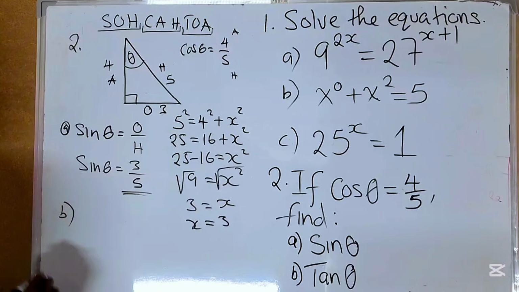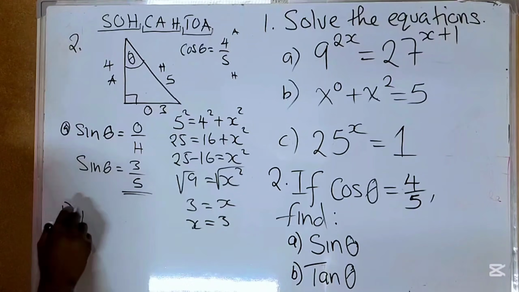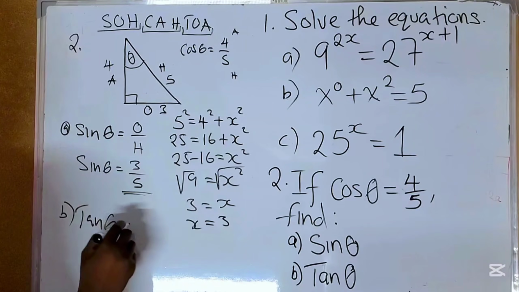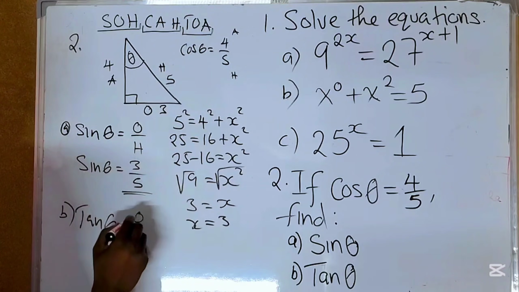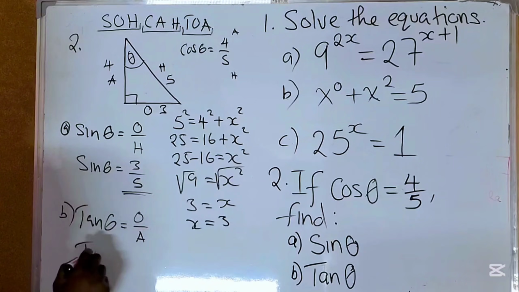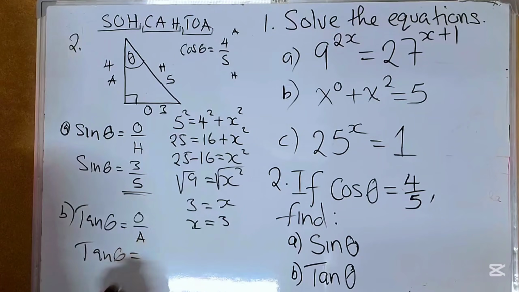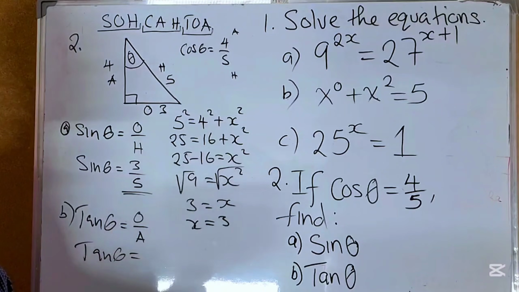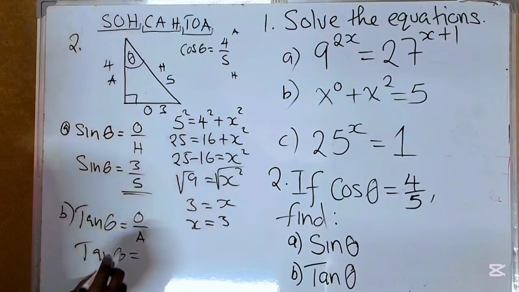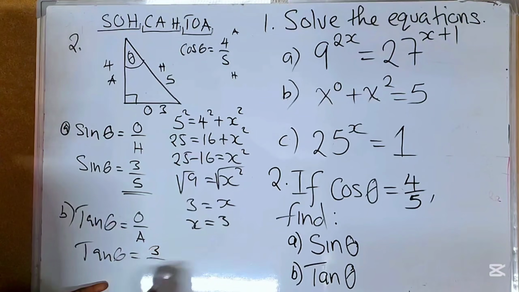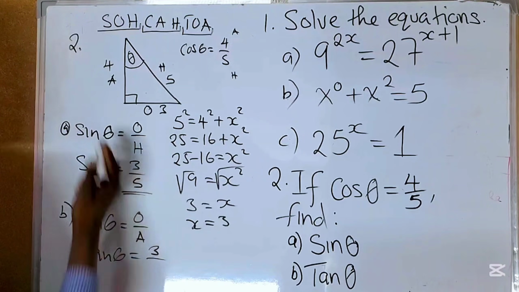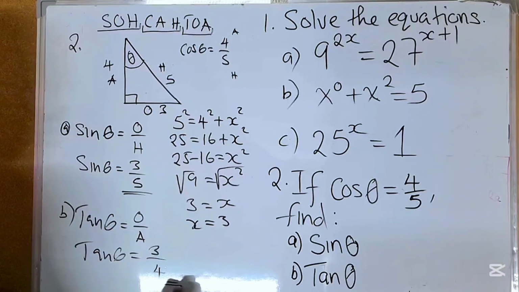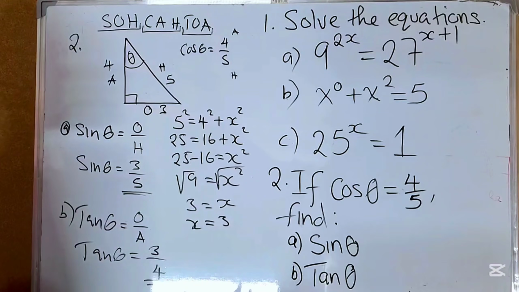All right. Let's find the second one. Tan theta. Tan theta is equal to opposite over adjacent. So tan theta is equal to, what is our opposite here? Our opposite here is 3 over, what is the adjacent? Adjacent is 4. So 3 over 4. So this is how simple this is.